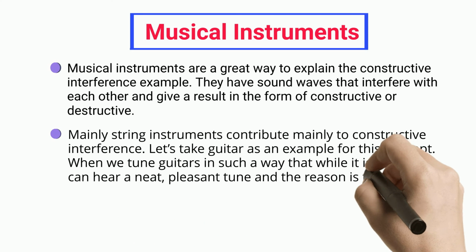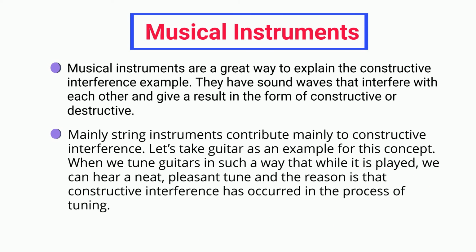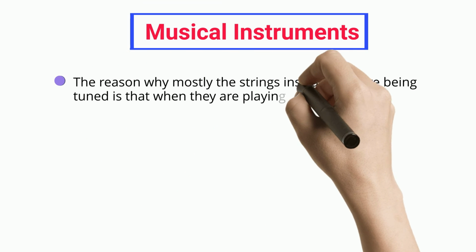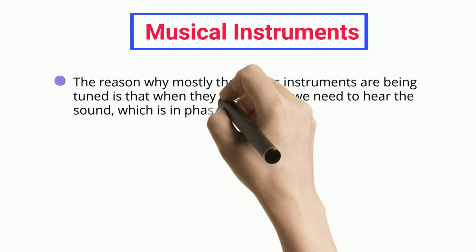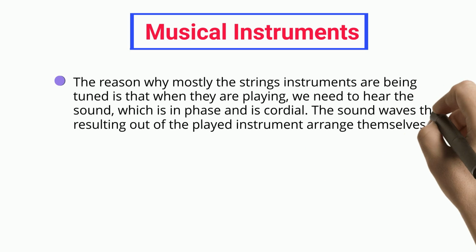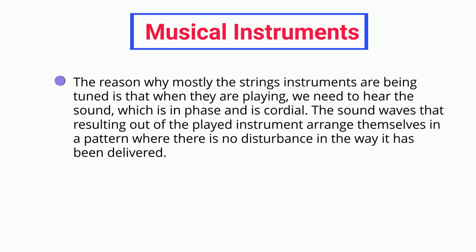When we tune guitars in such a way that while it is played, we can hear a neat, pleasant tune, the reason is that constructive interference has occurred in the process of tuning. The reason why string instruments are mostly tuned is that when they are playing, we need to hear sound which is in phase and cordial. The sound waves resulting from the played instrument arrange themselves in a pattern where there is no disturbance in the way it has been delivered.